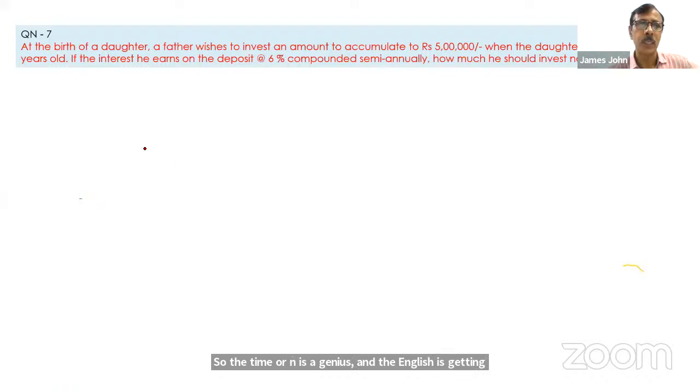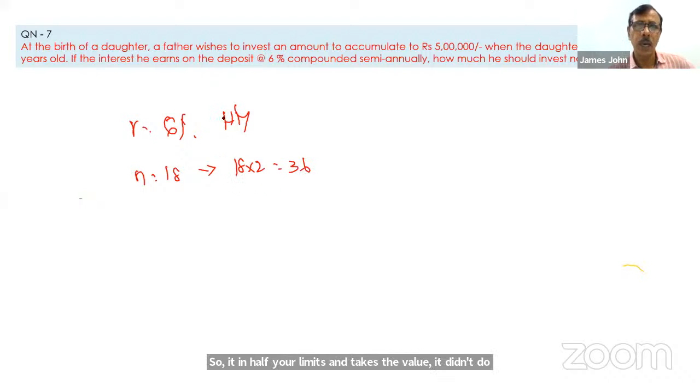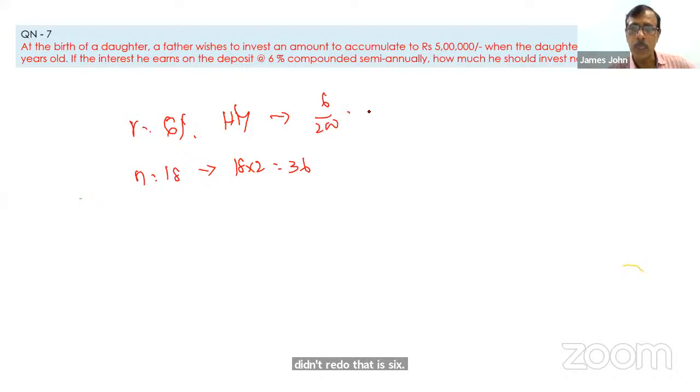So what are the given things? Number 1, the rate is 6%, but this is semi-annually, or half-yearly compounding. And N is 18. So 18 years half-yearly means N takes the value 18 into 2, 36. R 6% half-yearly means it is 6 by 200, which is 0.03. Am I correct?